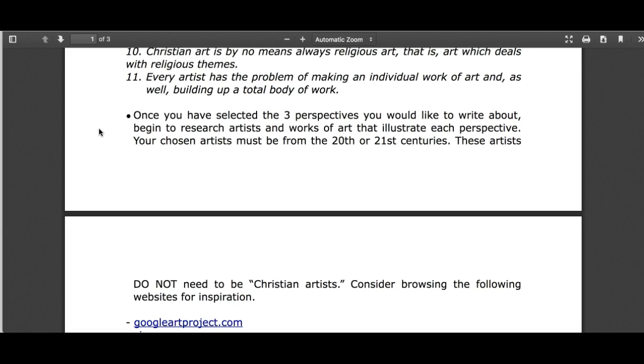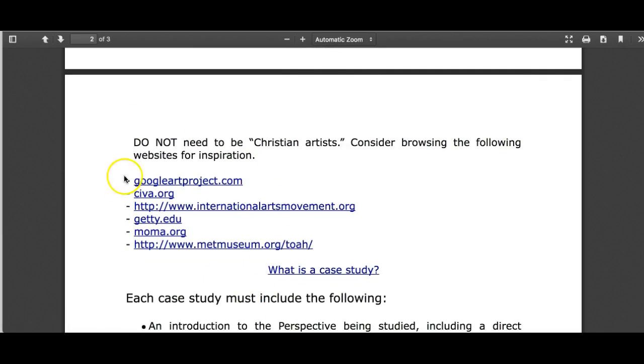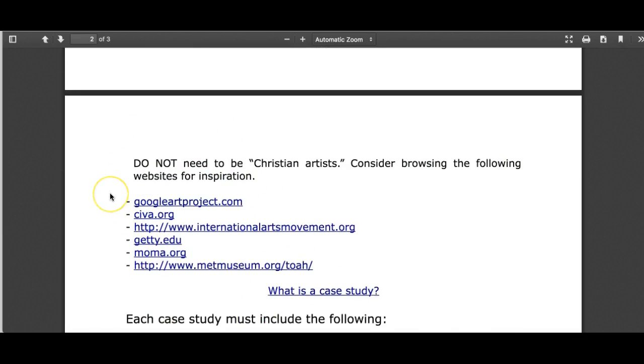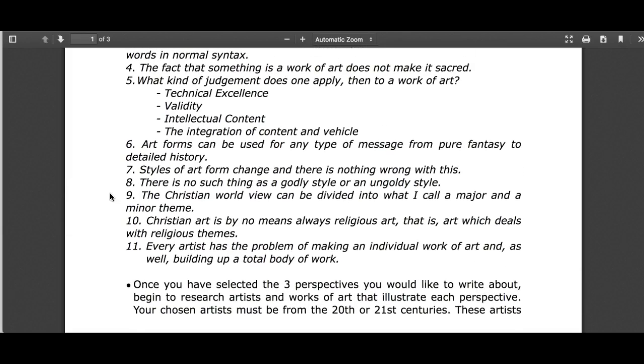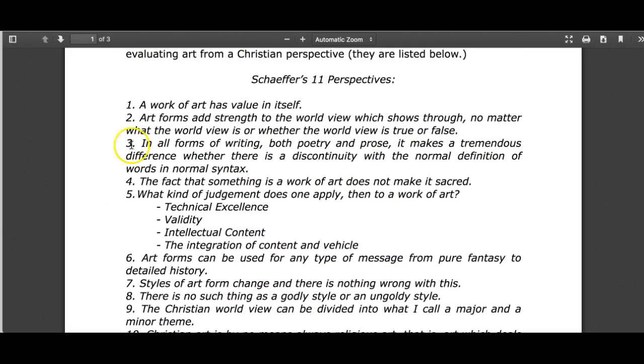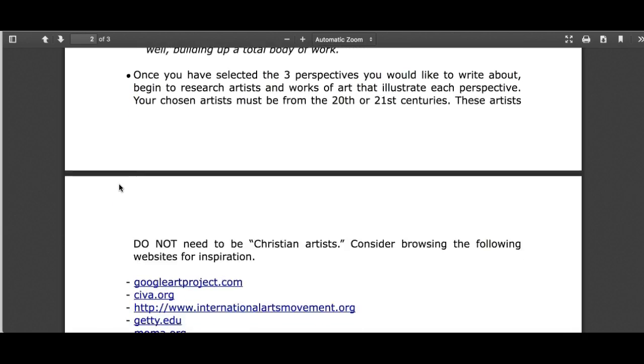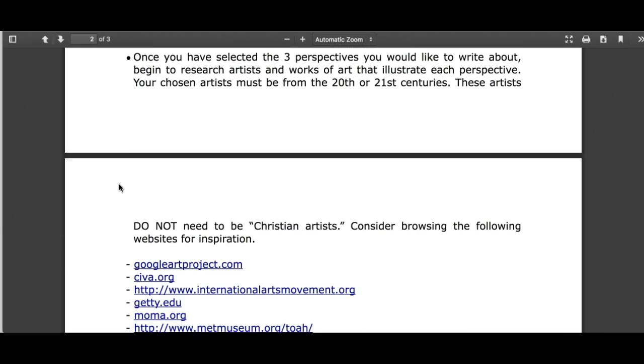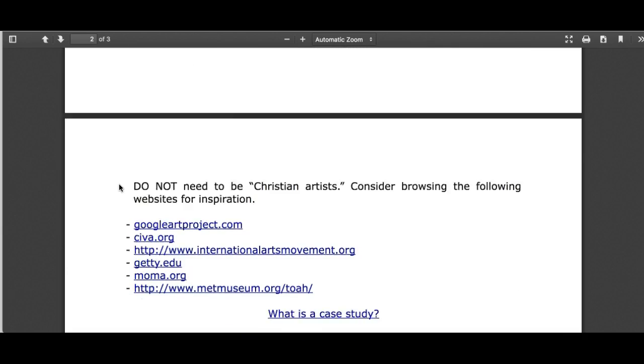These artists do not need to be Christian artists, and I've given you some sources to consider browsing to find your artworks. So that's what I mean by a case study. You're going to take one of these perspectives. So say you take number 1, a work of art has value in itself, and you're going to use a work of art as a contextual condition for us to understand this perspective, okay? So that we're going to use that to prove what Schaeffer is saying, in other words.